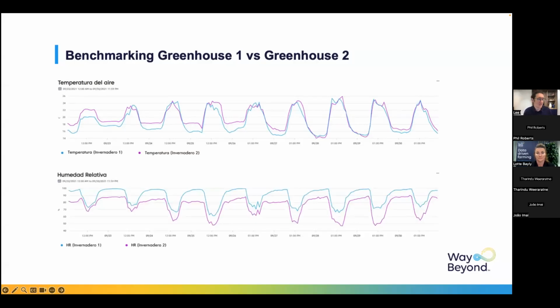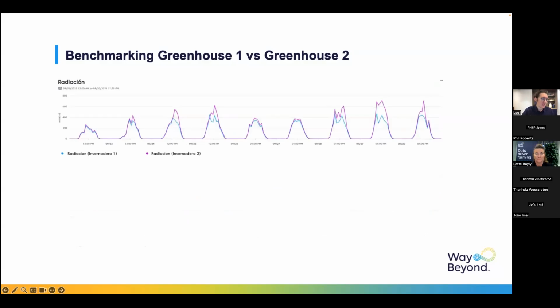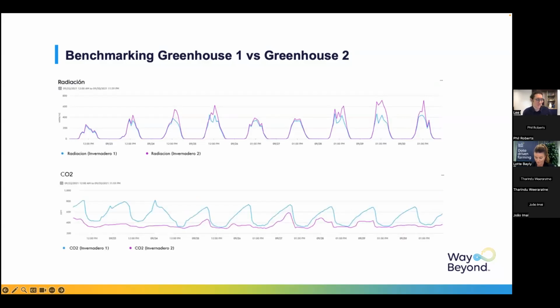If we then look at humidity, we can see that the underperforming greenhouse, the blue line or greenhouse 1, had consistently higher humidity than greenhouse 2 as well. Looking at radiation, we can see that oftentimes the underperforming greenhouse had lower light levels than the well-performing greenhouse. And finally, if we look at CO2, we can see that there is much more variation in the CO2 levels within the underperforming greenhouse than there is in the well-performing greenhouse.